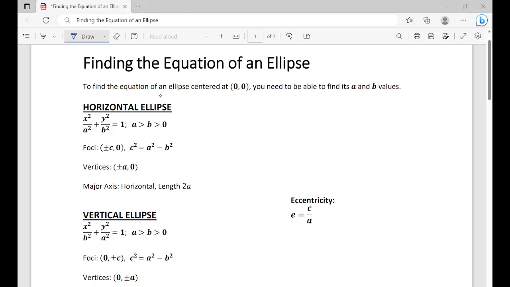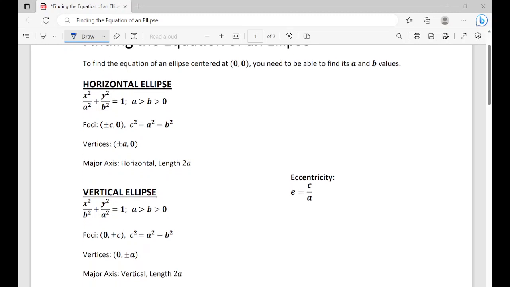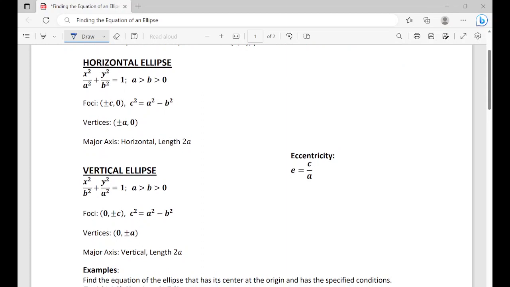To find the equation of an ellipse centered at 0, 0, you need to be able to find its a and b values. So if you're dealing with a horizontal ellipse, you're going to be dealing with an equation of this form here. X squared over a squared plus y squared over b squared equals 1, with the foci on the x-axis at plus minus c comma 0, using this equation to get c if necessary, and have vertices at plus minus a, with a major axis running along the horizontal of length 2a.